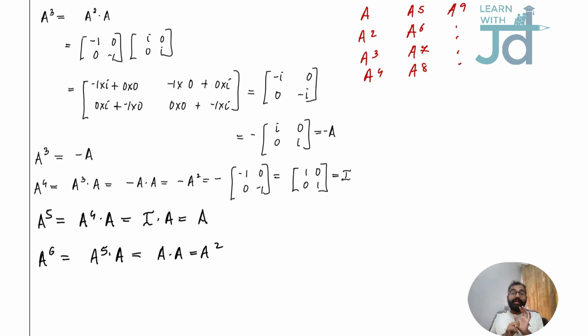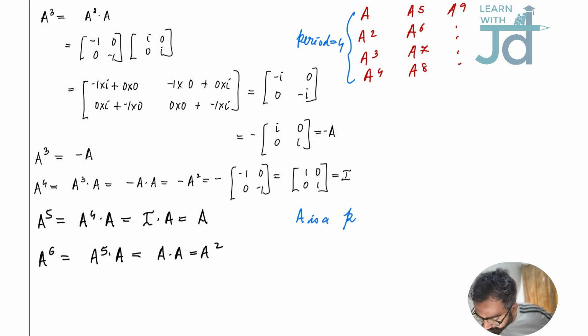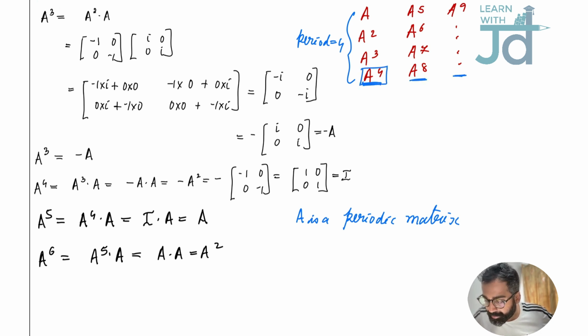So basically you can say A is a periodic matrix of what period? Period 4, because after 4 the values are repeating. So A is a periodic matrix. Now you can see for all the multiples of 4, it is going to be the same value.